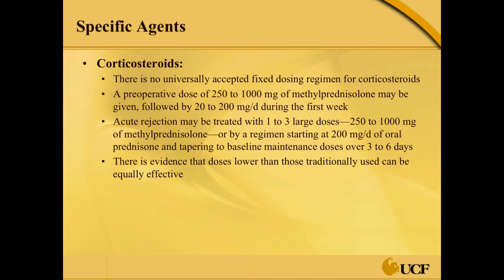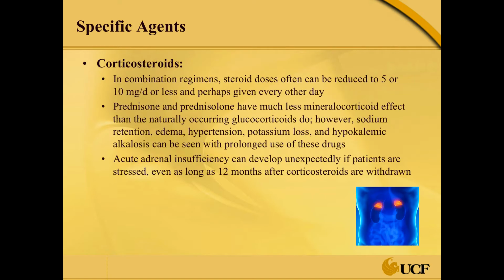And there is evidence that doses lower than those traditionally used can also be equally effective. So we don't necessarily have to stun the HPA axis with a ton of corticosteroid. We actually have some research that shows that lower doses can be equally as effective. In combination regimens, steroid doses often can be reduced to 5 or 10 milligrams a day or less, and perhaps given every other day. Prednisone and prednisolone have much less mineralocorticoid effect than the naturally occurring glucocorticoids.